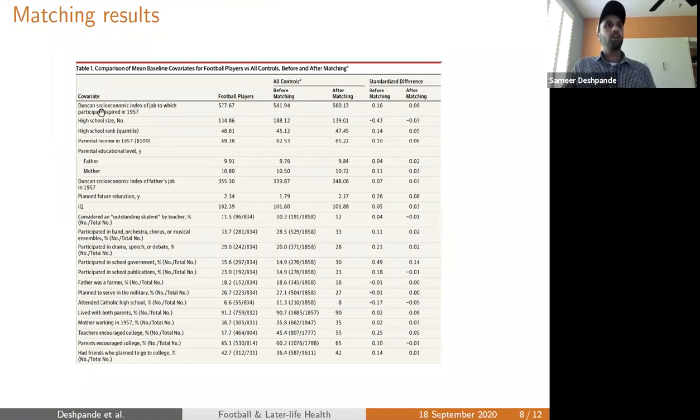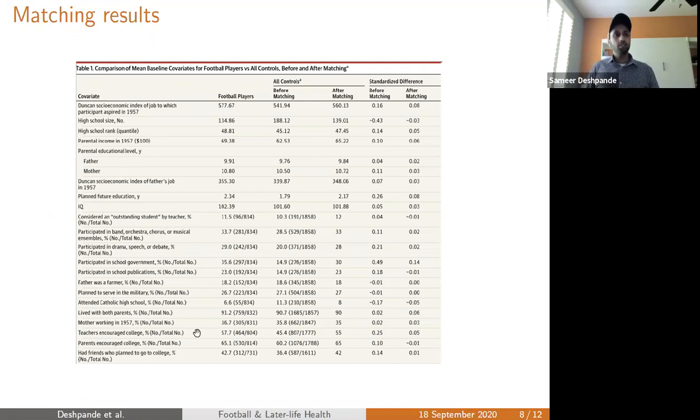So down the columns, down the rows here are different variables that we thought might be important in determining whether somebody played football and what their cognition was later in life. So you can see things like the IQ, and this is IQ measured in adolescence. We could see whether their teachers thought they were an outstanding student. We could see what the education level of their father and their mother was. We could see whether they lived with both parents and whether their teachers encouraged college.